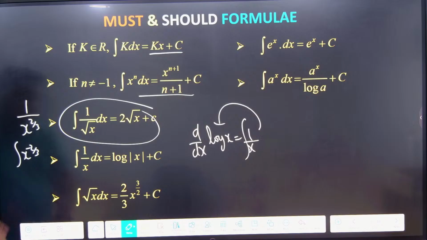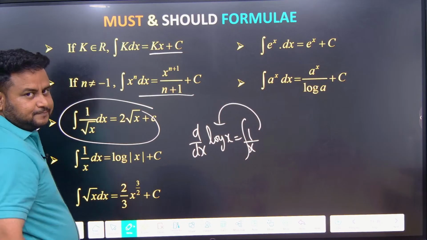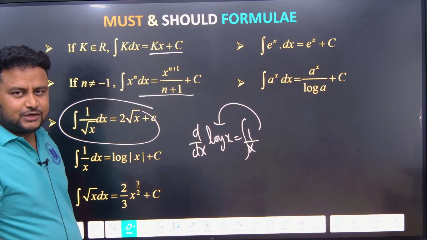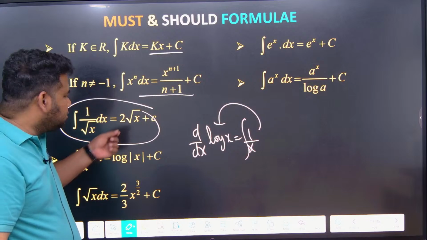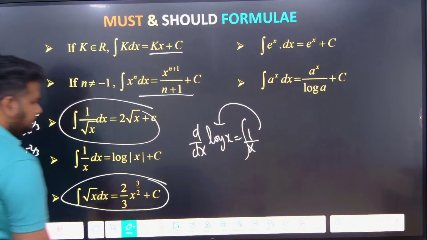Integral of minus 2 by 3, if you do, you will get 2 root x. So, integral of 1 by root x is what? 2 root x plus c. Integral of root x is what? 1 by 2 root x. Integral of root x is 1 by 2 root x. Integral of 1 by root x is 2 root x plus c. Now, similarly, integral of root x is what? 2 by 3 x to the power of 3 by 2 plus c. Please remember this.